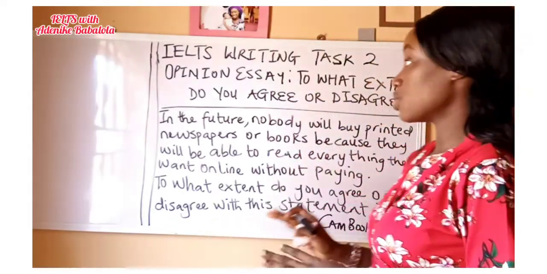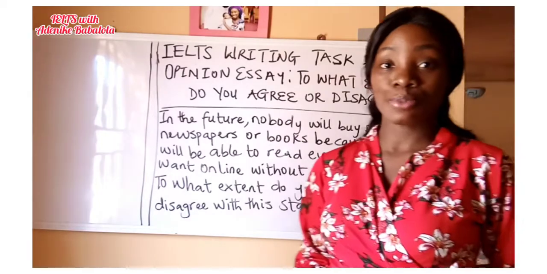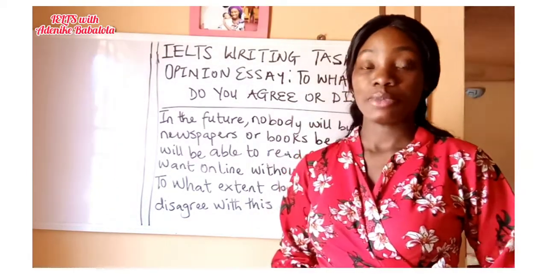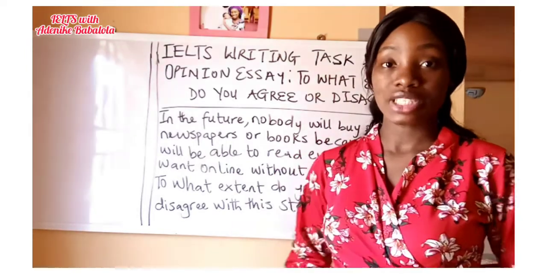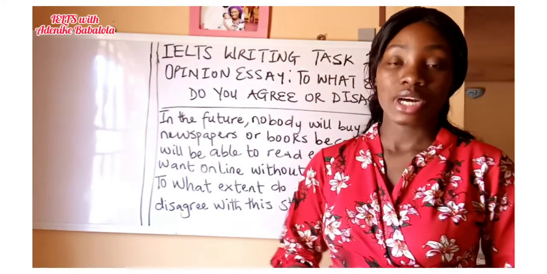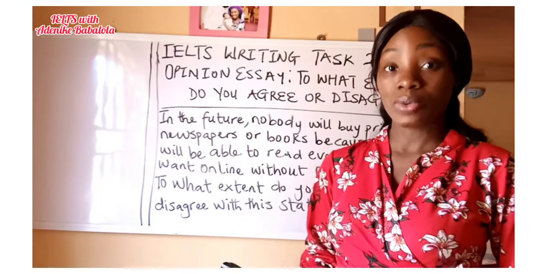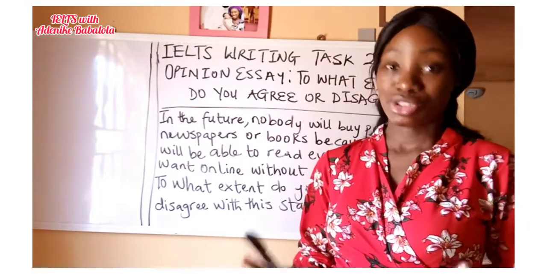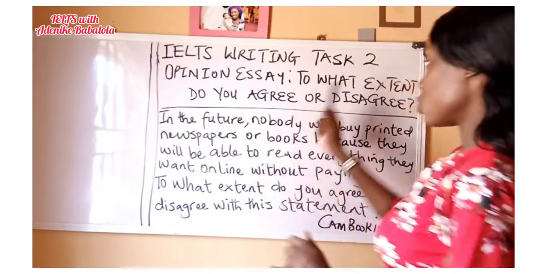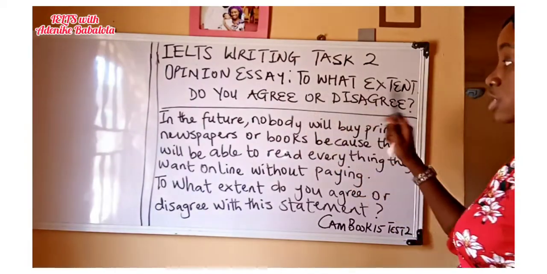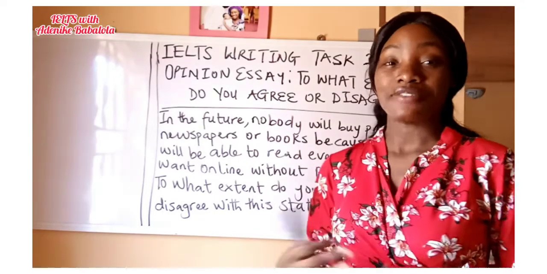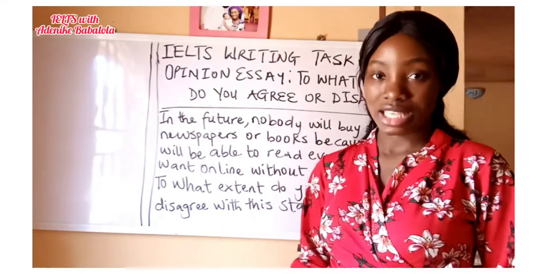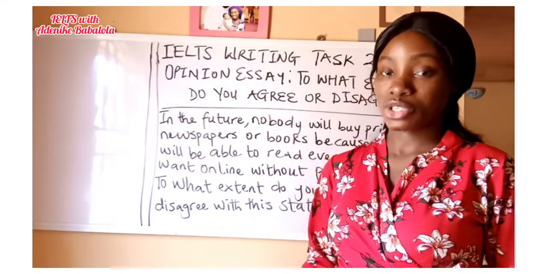Now today we're going to be looking at one of the 8 forms of the opinion essay. If you're not aware, the opinion essay has 8 forms. So you have, do you agree or disagree, what is your view, and so on. But then we also have the common one. There are actually 2 common tricky ones. The first one is the to what extent do you agree or disagree kind of opinion essay, and there's the do the advantages outweigh the disadvantages. That's another form of the opinion essay.